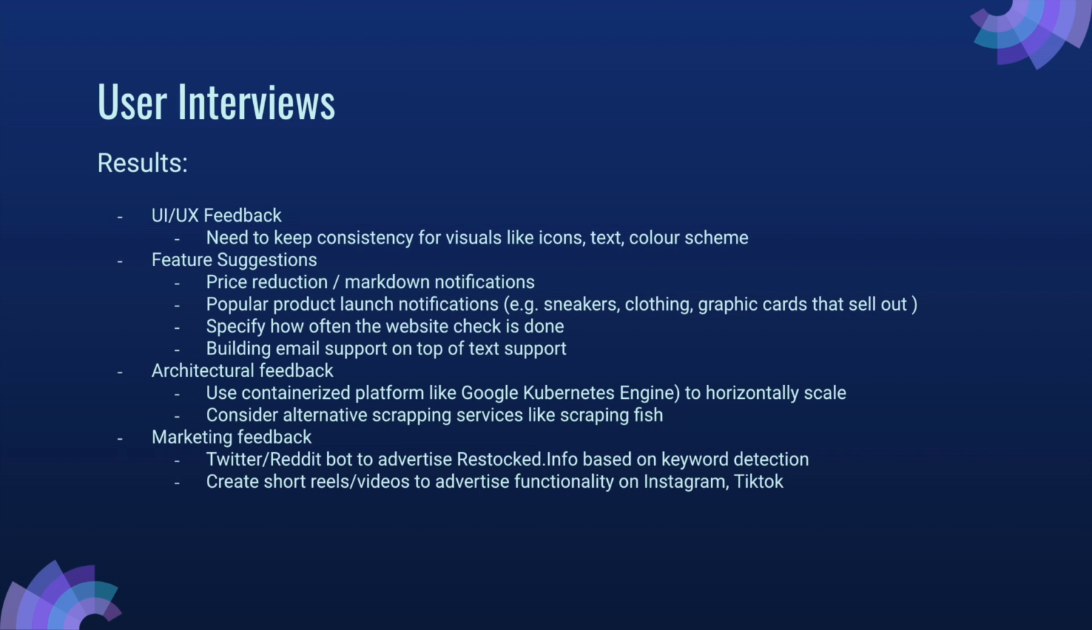At a high level, we received feedback for the user interface to ensure the UI elements are consistent with each other, and to keep the website as simple and minimal as possible to support the core product notification subscription functionality. And then feedback unrelated to the interface included a recommendation to use a cloud containerized platform such as Google Kubernetes Engine for scaling and resource management, and to market using social media as well to gain users. One example was creating a Twitter bot to advertise Restocked based on keyword detection. If people said, oh, I like this product, it's out of stock, I really want to buy it though.